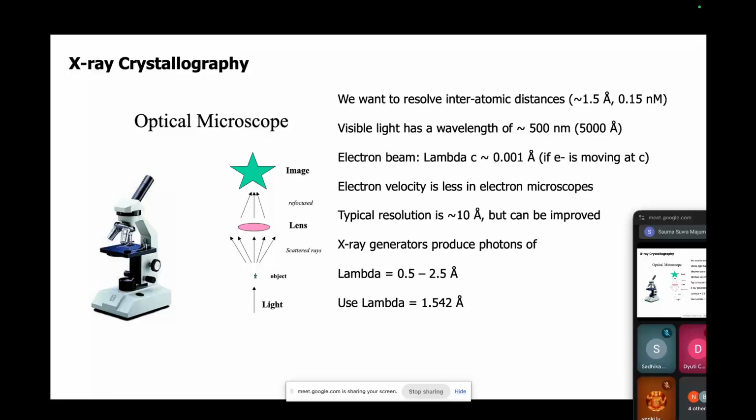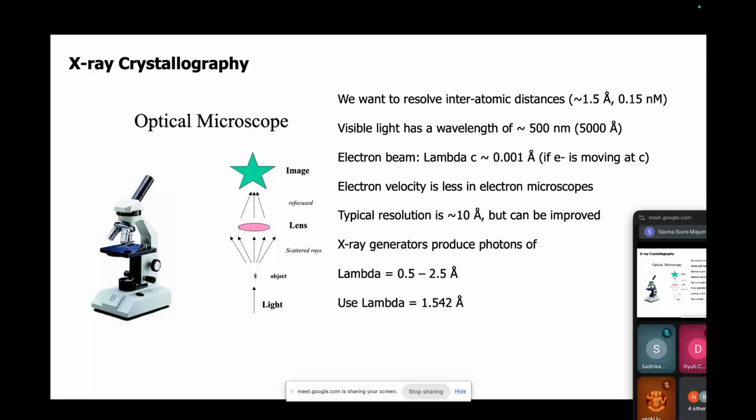So yeah, you put a lambda of around 0.001, and again, you have to assume that the electron is moving at the speed of light, right? So if you put a c value in that equation, the lambda comes out to be around 0.001. Now, electron velocity is less in electron microscopes, so what you need is specific machines that can deliver with that speed and that lambda.